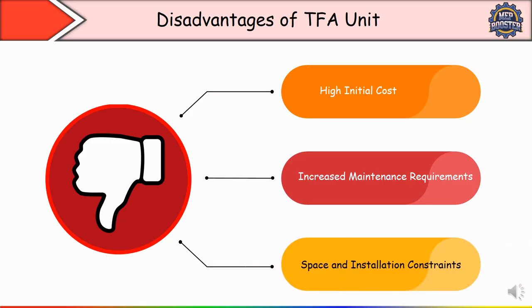And the next is space and installation constraints. TFA units are typically large, as all of you know, and require sufficient space for installation, including ductwork for fresh air intake and exhaust system. So these are the advantages and disadvantages of the TFA unit.